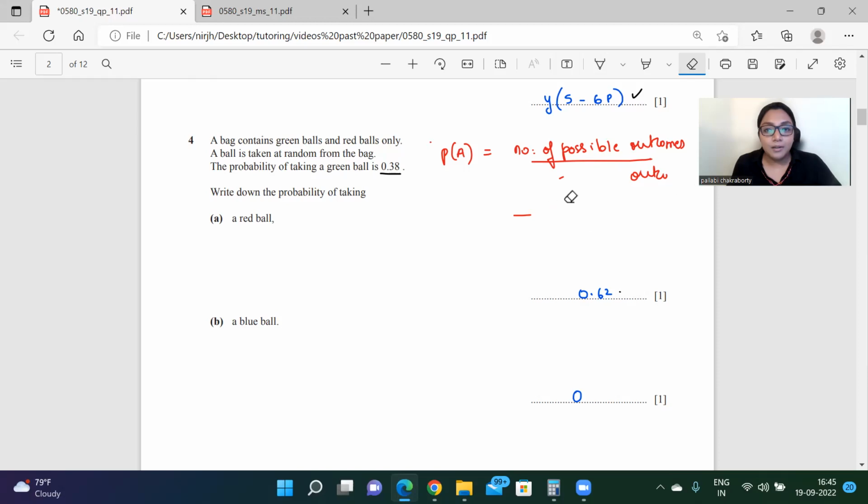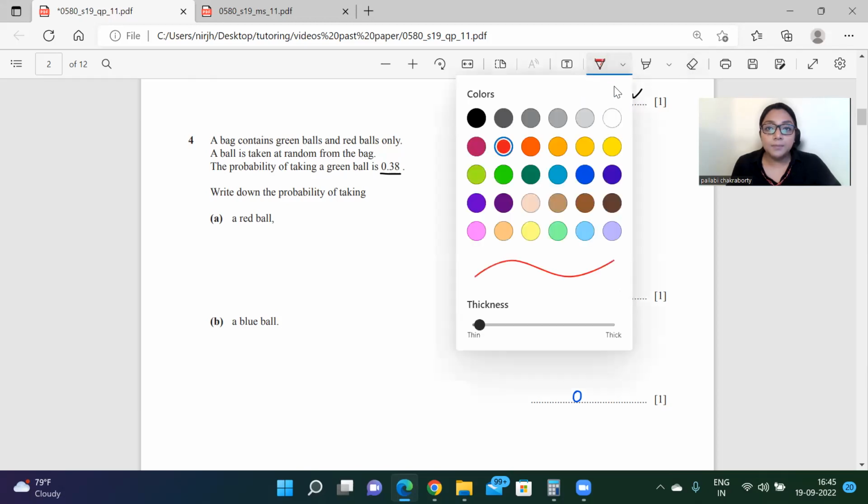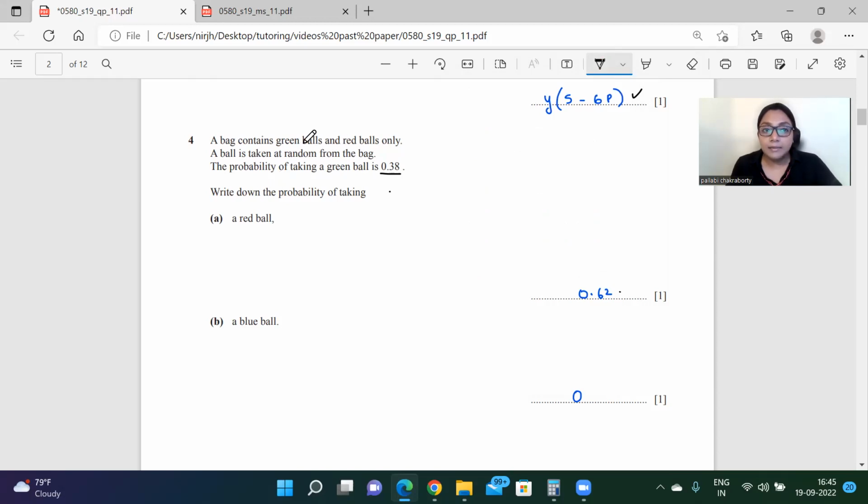So keeping the formula of probability in mind, we are starting with the question given over here. We have the probability of a green ball. A bag contains only green and red balls. The probability of a green ball is 0.38. Let's convert it into a percentage, so we are talking about 38 by 100, right? What does this mean? That if there are a total of 100 balls, 38 out of the 100 balls are green, because it is the number of possible outcomes over total outcomes.